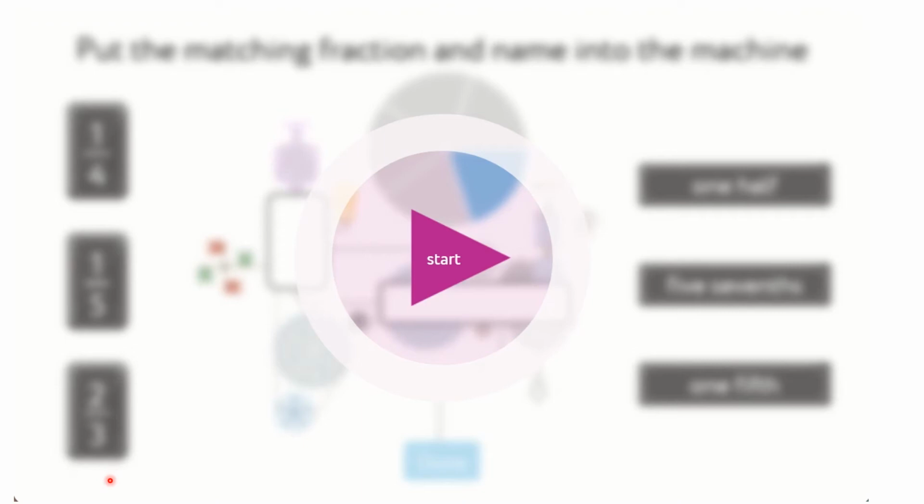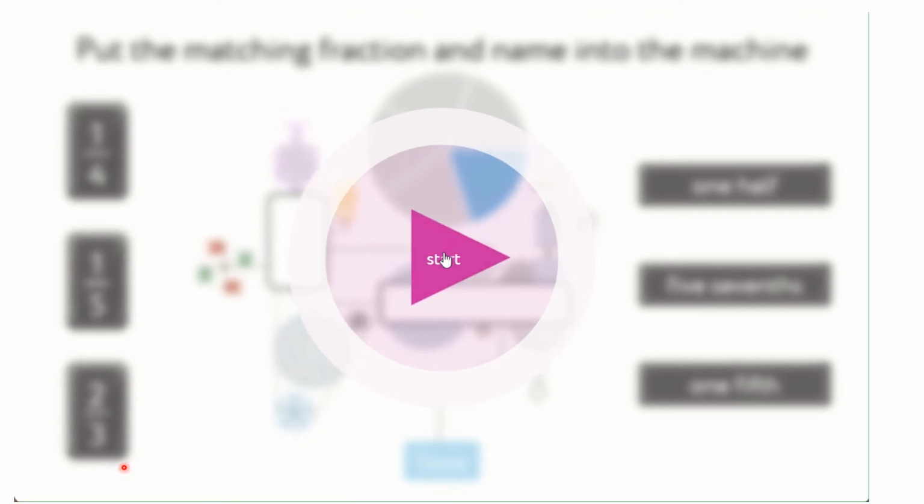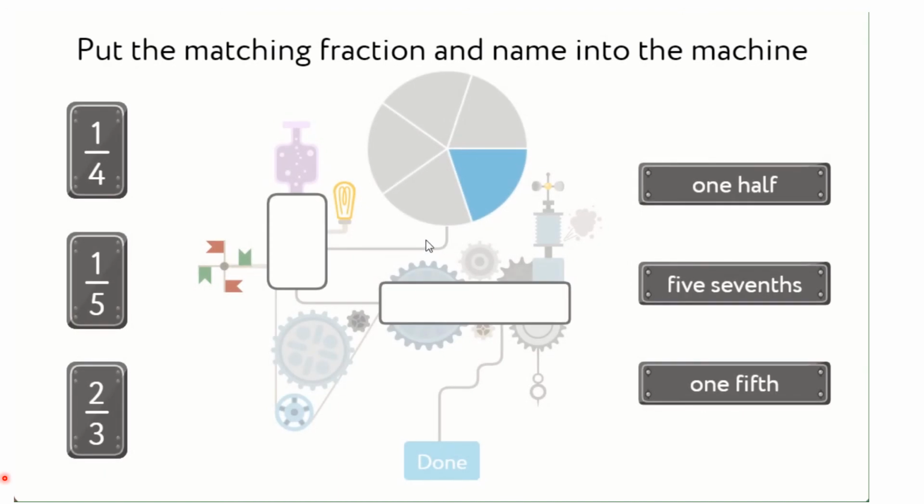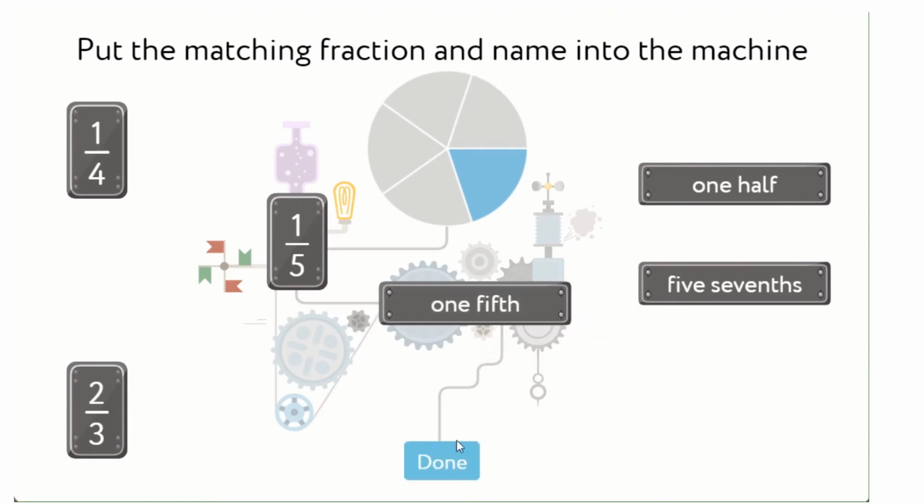Students, now let us play a game. Put the matching fraction and name into the machine. Here is the circle with 5 parts and one is shaded. So 1 upon 5, it can be read as 1/5.